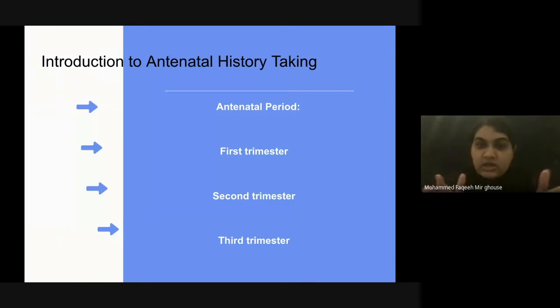So this is how you will shorten your history or elaborate your history based on which trimester the patient is. Okay, so let's move on to the next slides. The coming slides will talk about complaints in each trimester and the red flags to ask in each trimester.